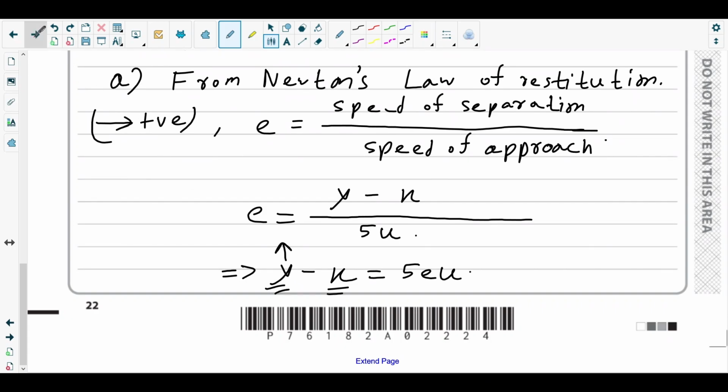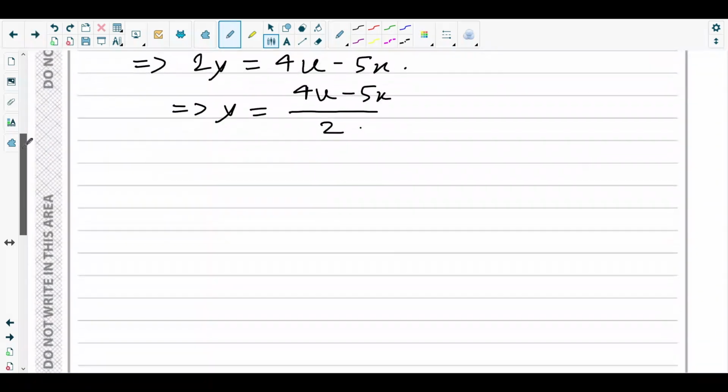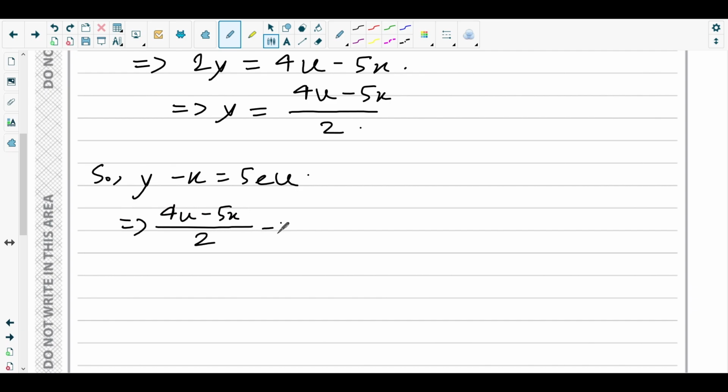So y minus x equals 5eu. So put it there: (4u minus 5x) over 2 minus x equals 5eu. So multiply both sides by 2. So you will get 4u minus 5x minus twice of x equals 10eu.